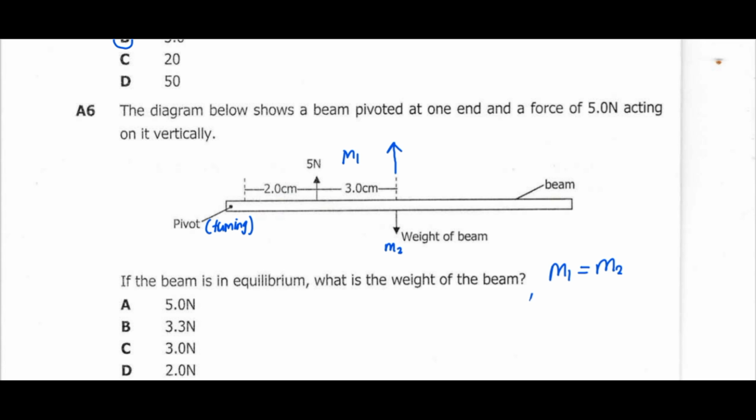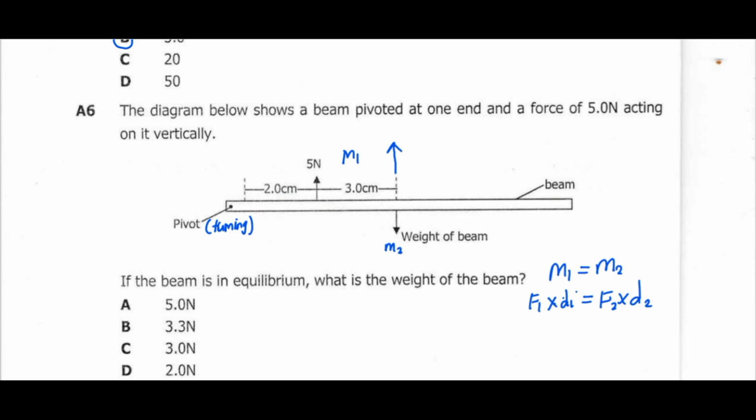Now what is moment 1? Moment 1 will be force 1, which is the one that was acting on it vertically, times the distance. The distance is measured from the point of action up to the point where there is a pivot, so multiplied by distance 1. Then moment 2 is force 2 times distance 2. Now take note, the distance is always measured from the pivot to the point of action, regardless where the point of action is located.